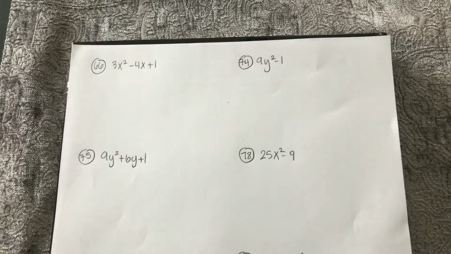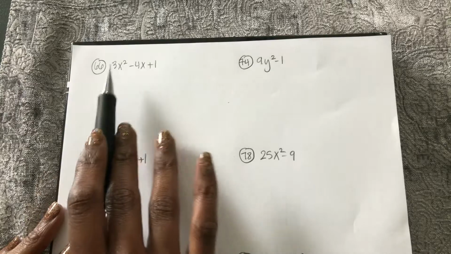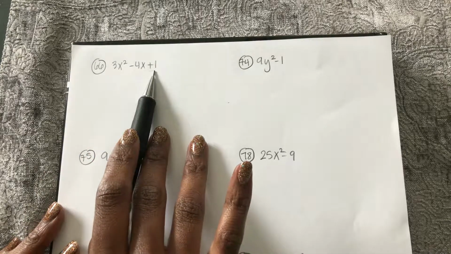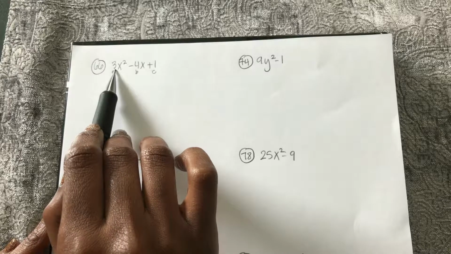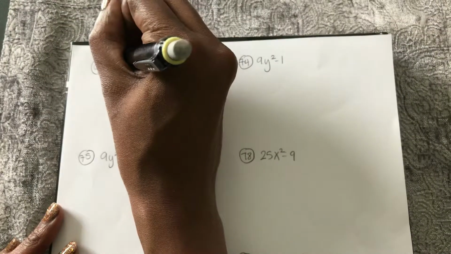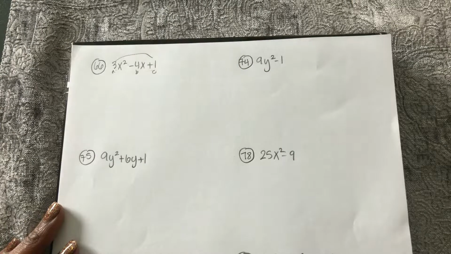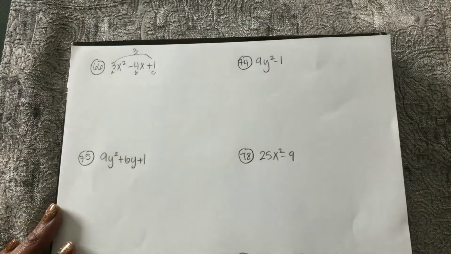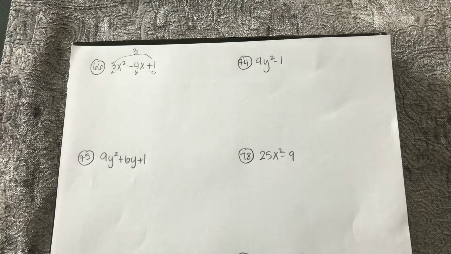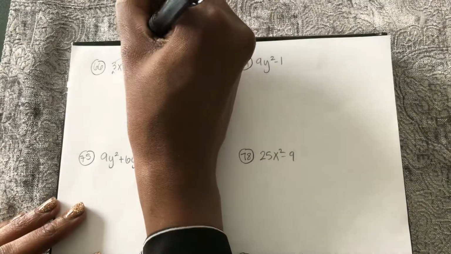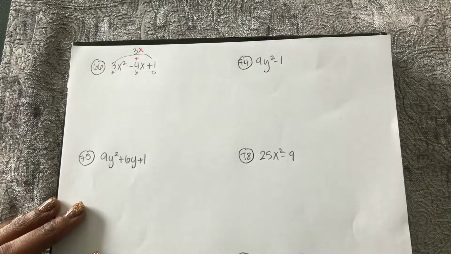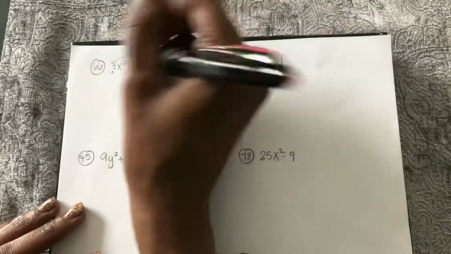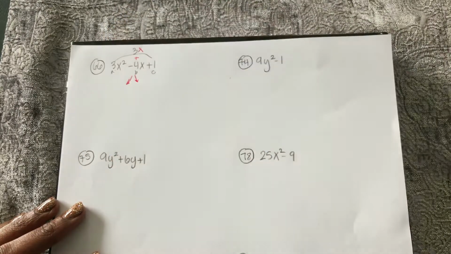Let's get into these factoring problems. So here in 66, we have three terms, a trinomial. My leading coefficient is 3. So A, B, C. Remember, when your leading coefficient is not 1, we're going to do A times C. 3 times 1 is 3. We are looking for two numbers that multiply to make 3 but add to make -4. And those two numbers are -3 and -1.